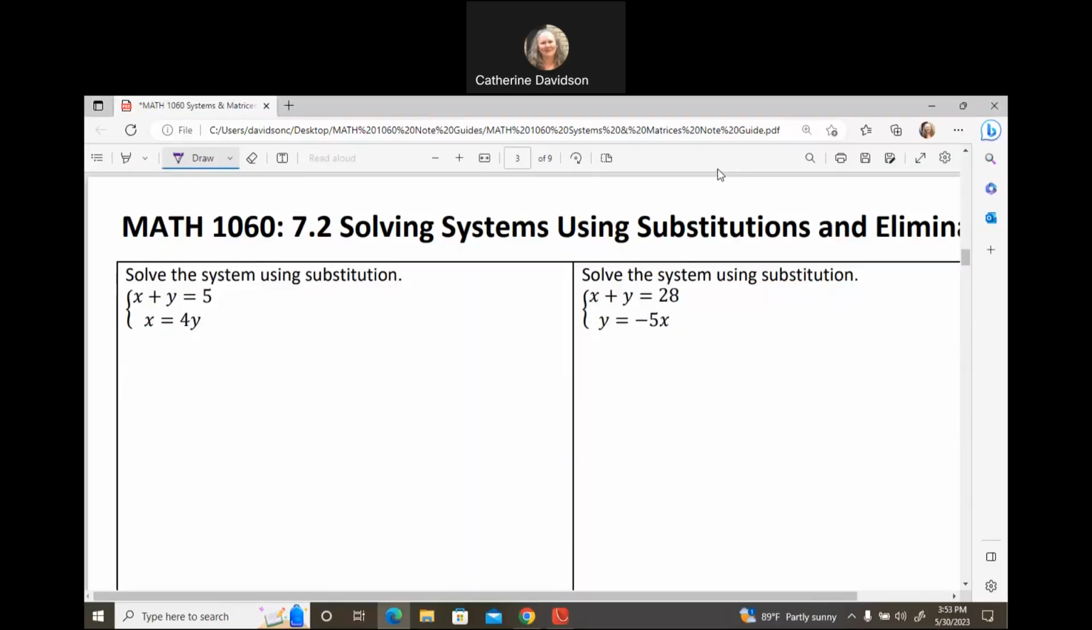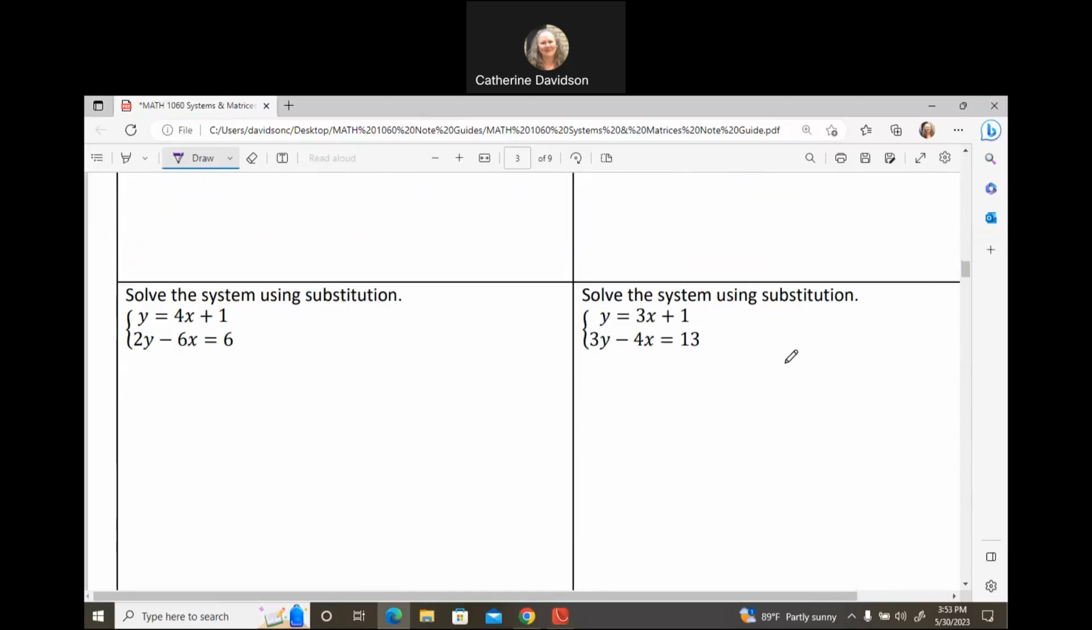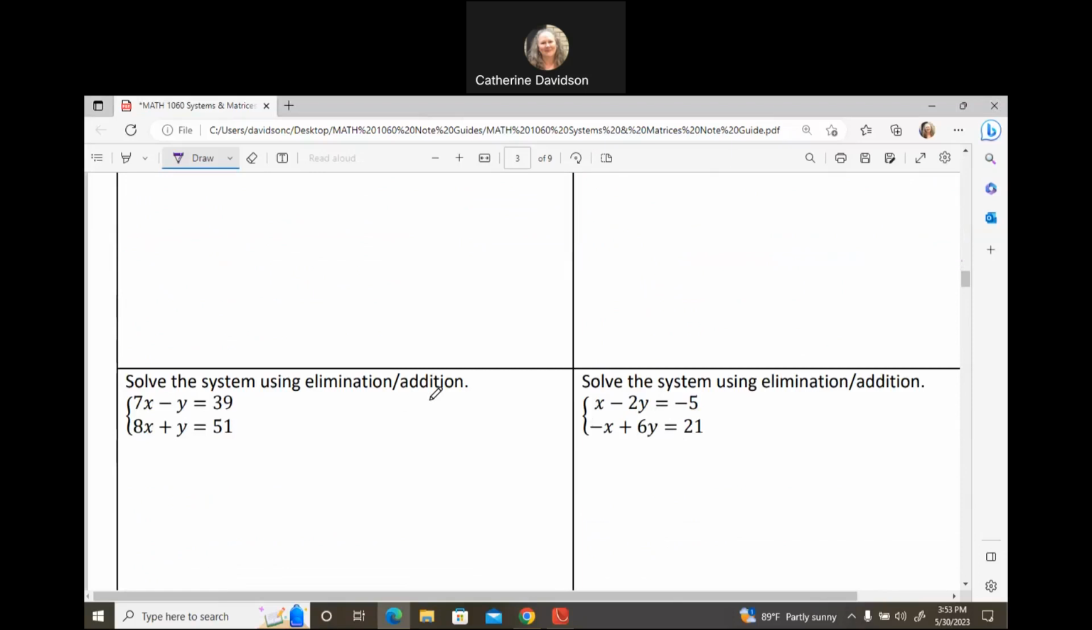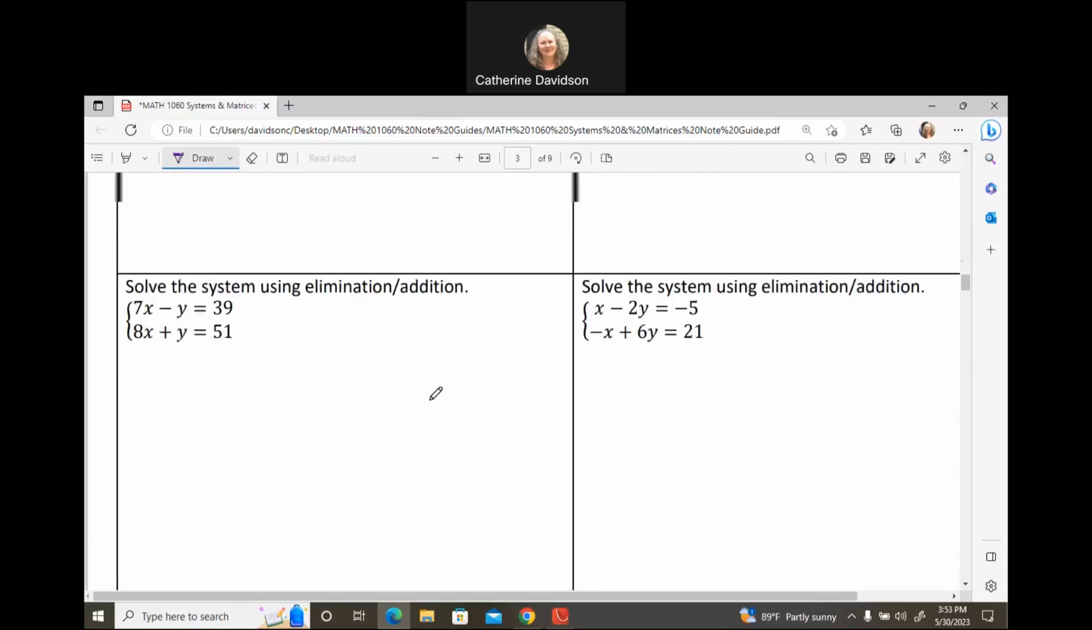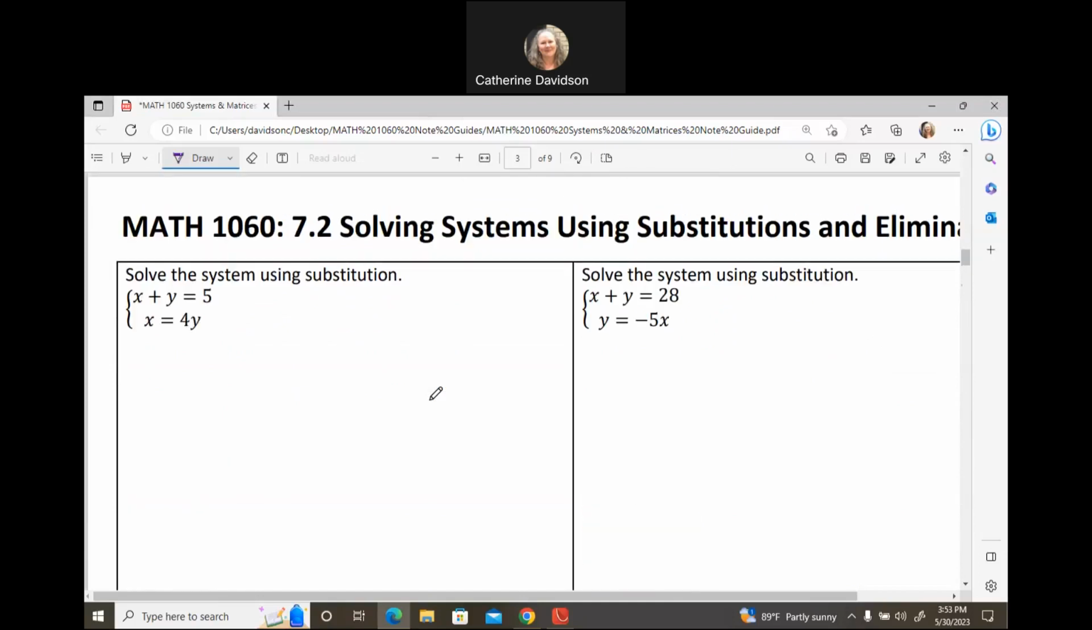This is section 7.2, solving systems of equations using substitution and elimination. Now they'll tell you use substitution, they'll say elimination, addition. Those two are the same words. And then we're going to have a couple word problems. These ones that are straight math, you can do them by hand.